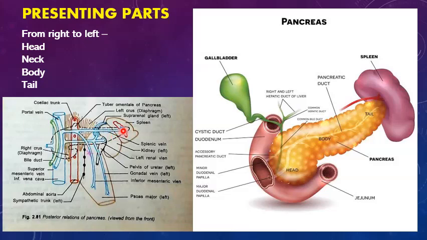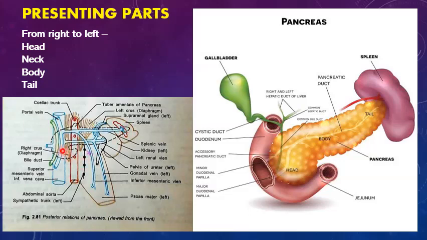Next is the tail. The tail extends between the two layers of the lienorenal ligament. This ligament is a fold of peritoneum which extends between the spleen and the kidney. Anything related to the spleen is called lieno, and the kidney is also called renal. So the ligament extending between the spleen and the kidney is called the lienorenal ligament, which is a peritoneal fold. The tail of the pancreas lies in the lienorenal ligament.